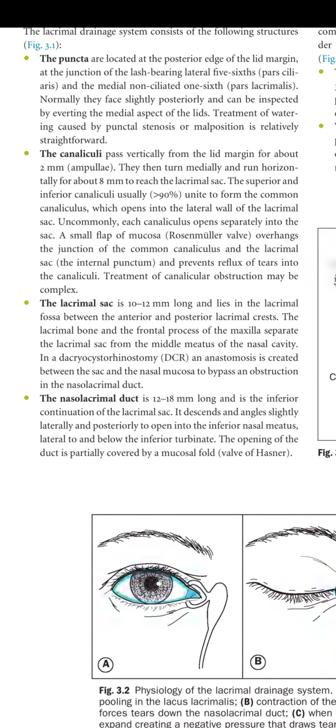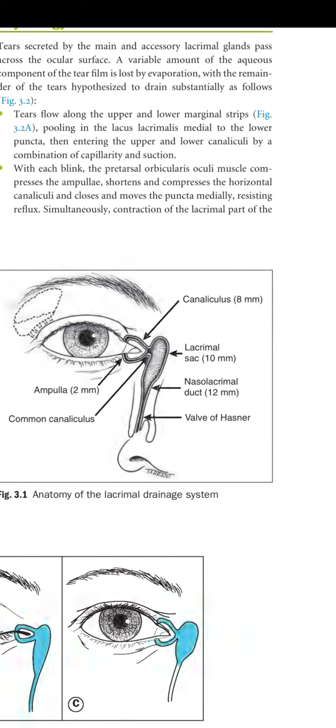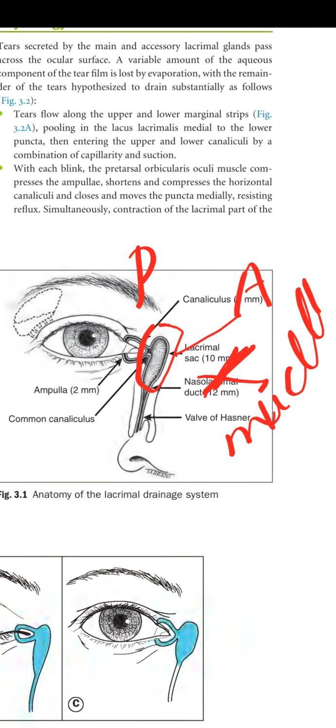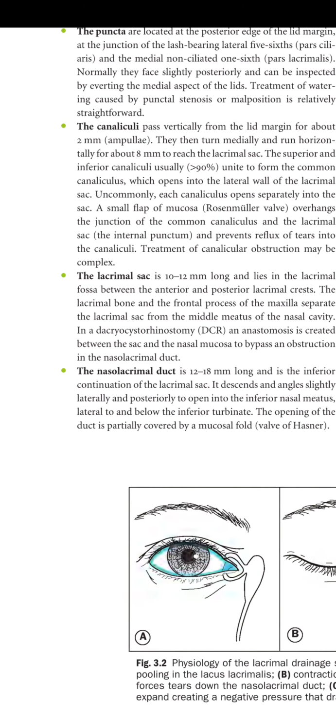Next is the lacrimal sac. The lacrimal sac is 10 to 12 mm long and lies in the lacrimal fossa between the anterior and posterior lacrimal crests. The lacrimal bone and the frontal process of the maxilla separate the lacrimal sac from the middle meatus of the nasal cavity. In dacryocystorhinostomy, an anastomosis is created between the lacrimal sac and the nasal mucosa to bypass an obstruction in the nasolacrimal duct. So the lacrimal sac is about 10 to 12 mm, most probably 10 mm. It lies between the anterior and posterior lacrimal crests, and it lies against the nasal mucosa.